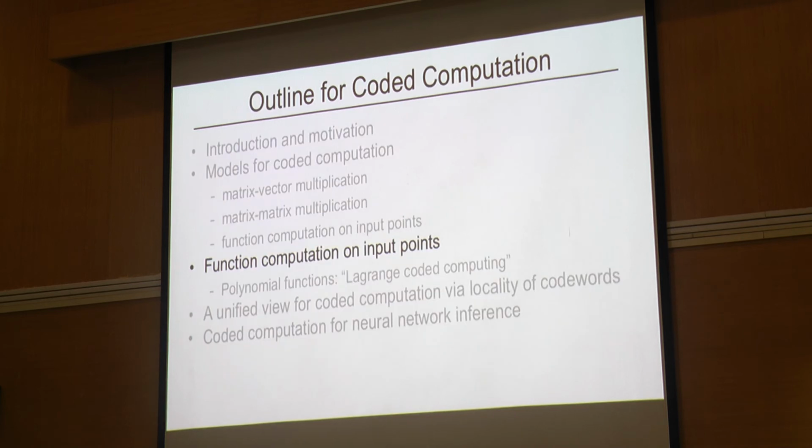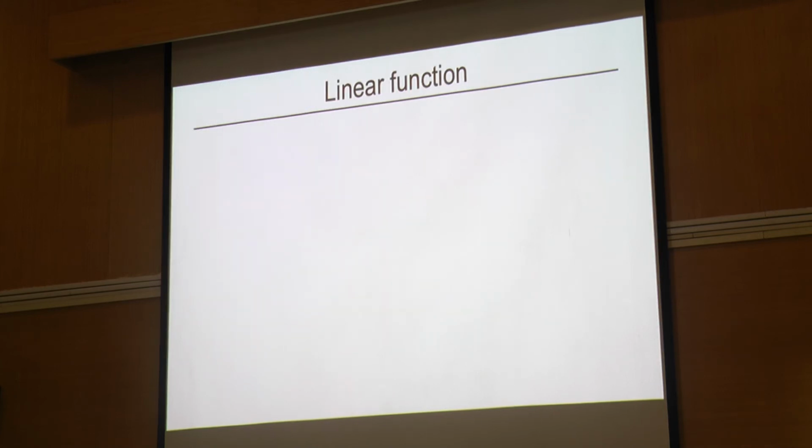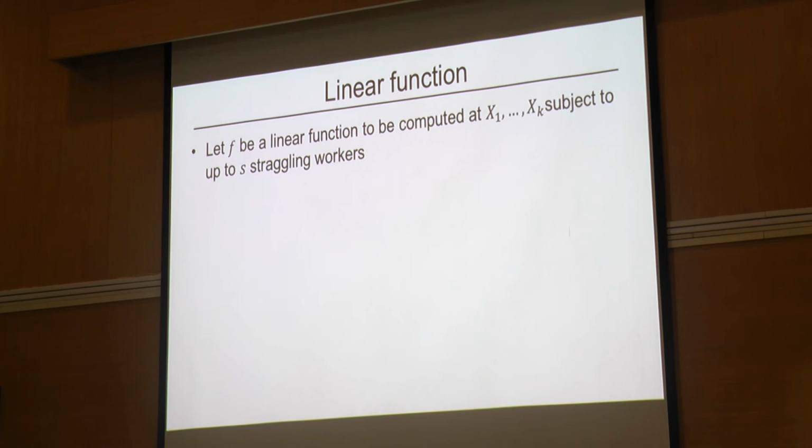Okay. So now let's delve a little bit deeper into it. That was a very good lead question. So now let's say this function f is linear. Okay. So f is linear in the inputs, and we want to compute f, while up to S workers can straggle. So by linearity of f, as you all know, if f is linear and if the input is a linear combination of X_i, then f and this linear combination will commute, right?